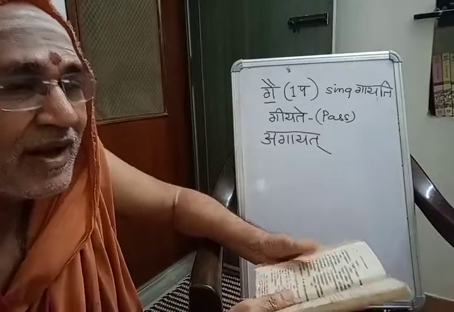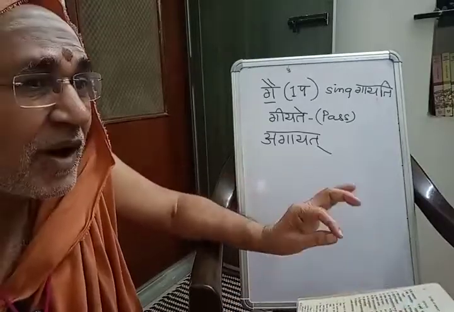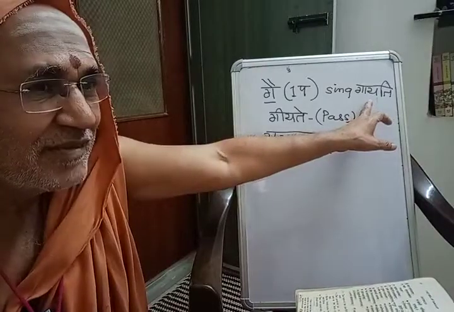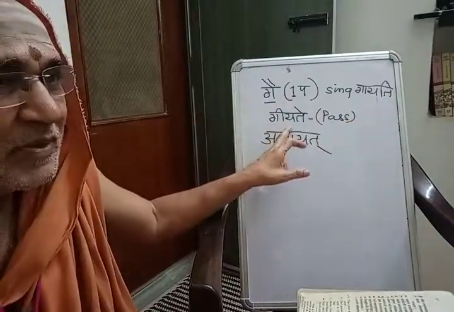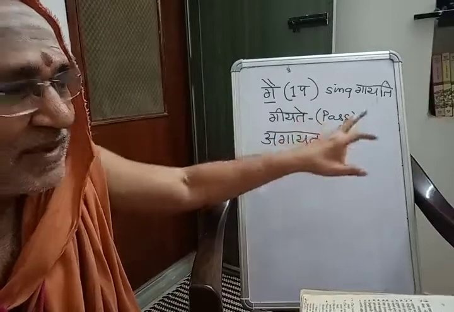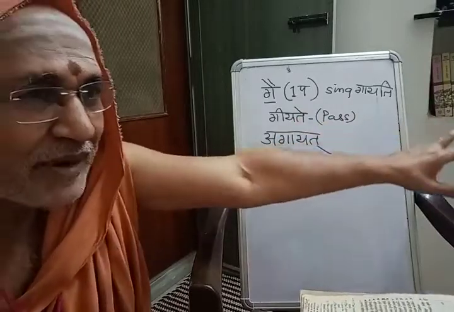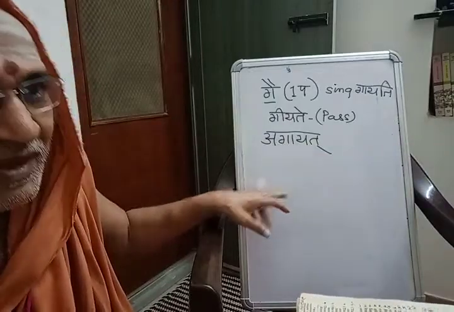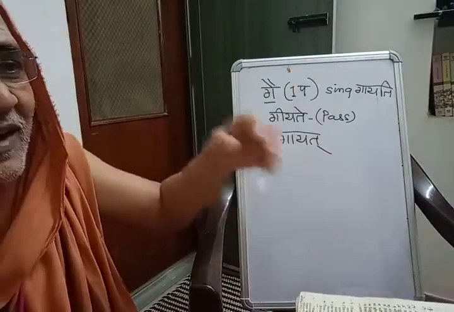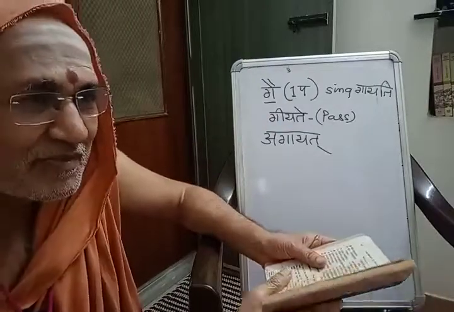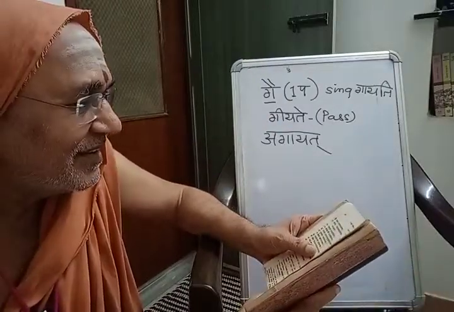Gangayah Jalam Apibam. In this, what is the verb? Pa, pibati. Present tense is pibati, pibataha, pibanti. Passive voice piyate, piyete, piyante. Past tense apibat, apibatam, apiban, and apibam, apibava, apibama. Jalam apibam, I drank water. Okay, like that.